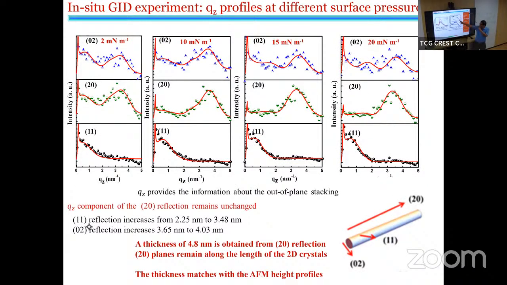Then out-of-plane diffraction gives a different thing. In the QZ component, the 2-0 reflection remains the same, whereas the 1-1 and 0-2 reflections change with the compression. So this implies that the thickness is 4 nanometer. Otherwise, if it were very thin, the QZ component would be there. So what does it imply? It implies that this 2-0 plane remains along the length of the two-dimensional crystals, and the other two planes are along the diagonals.